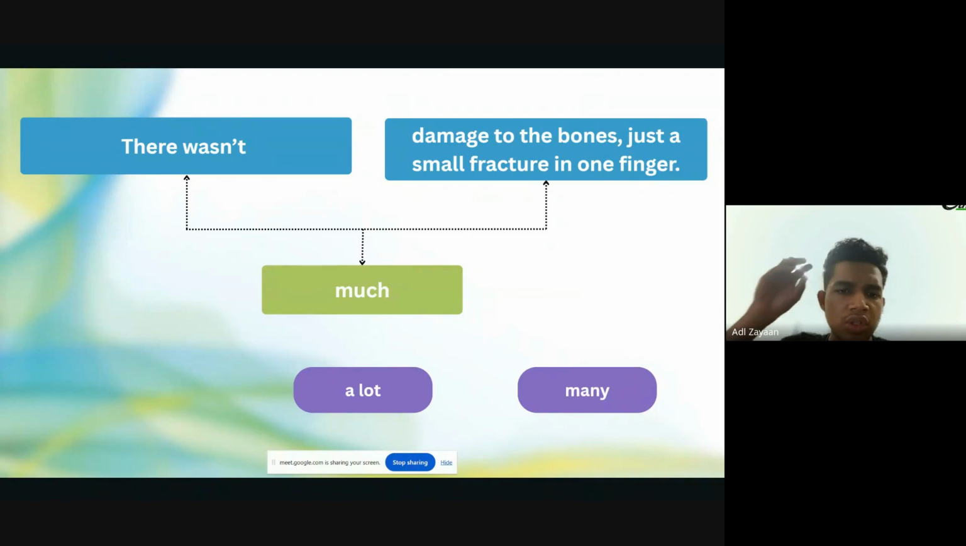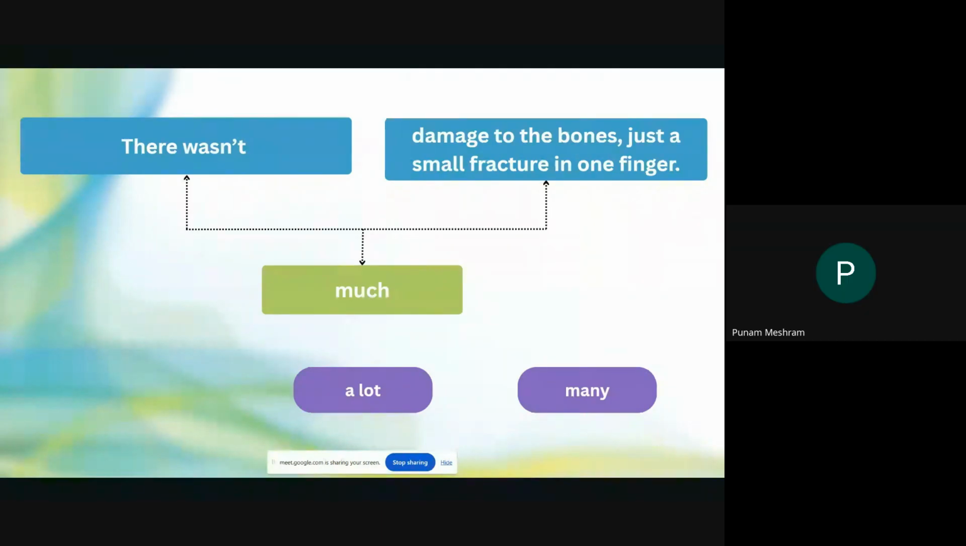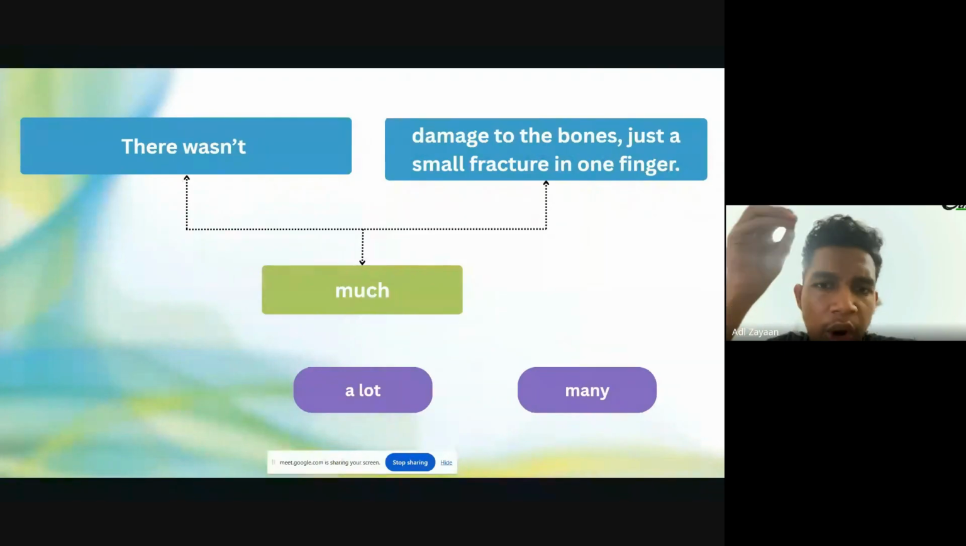Too much damage was not there in your bones. Only some damage was there. So we'll say there wasn't much damage to the bones. "A lot" we can't say because "a lot" and "all" mean something like too much damage. Lot, many and all are used for counting objects. So "much" will be the most appropriate word here.